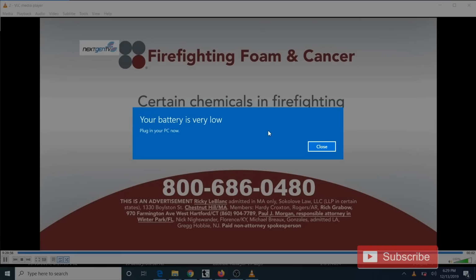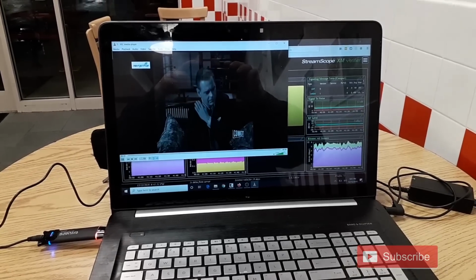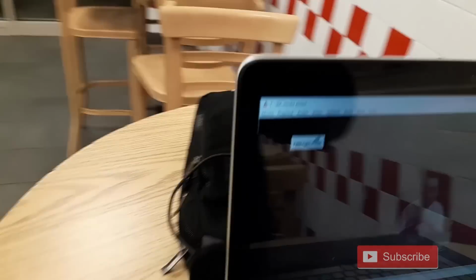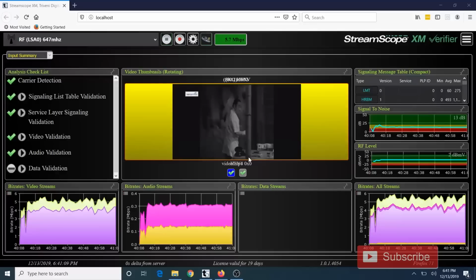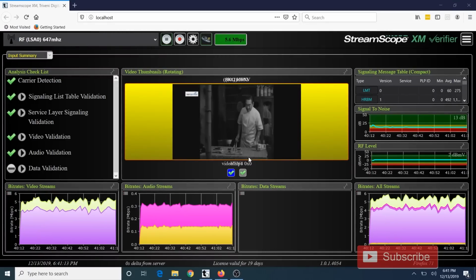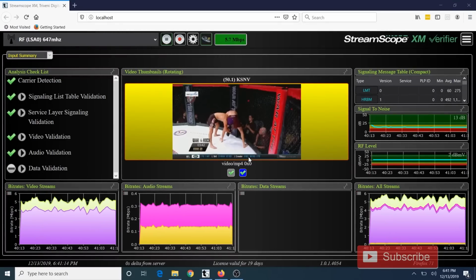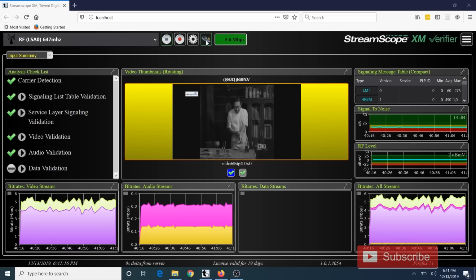My laptop battery gets low, so I stop in at a Five Guys to charge my laptop and compare both broadcasts inside. This is the software that I used. As you can see, it shows two live broadcasts and a quick thumbnail preview and some other information.